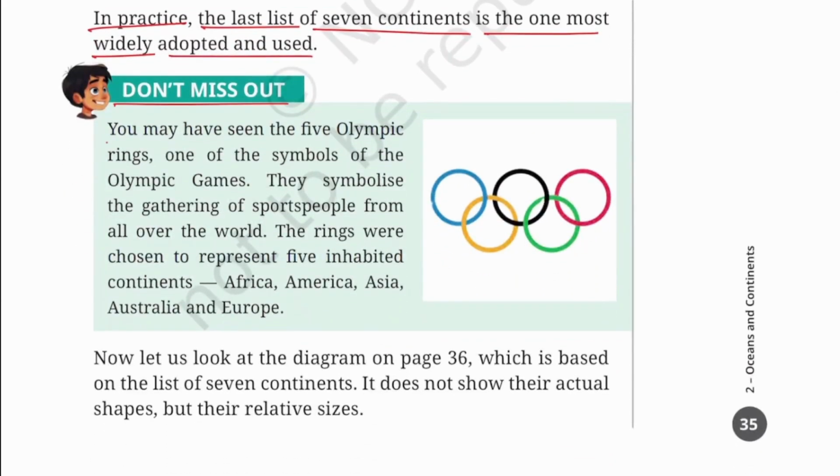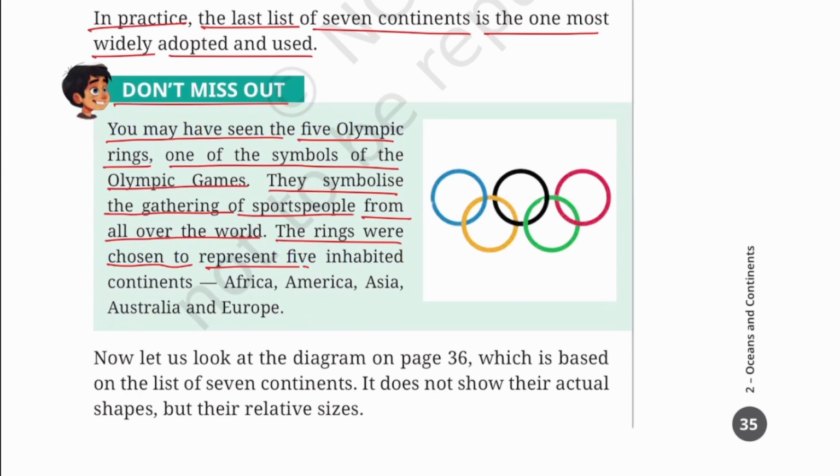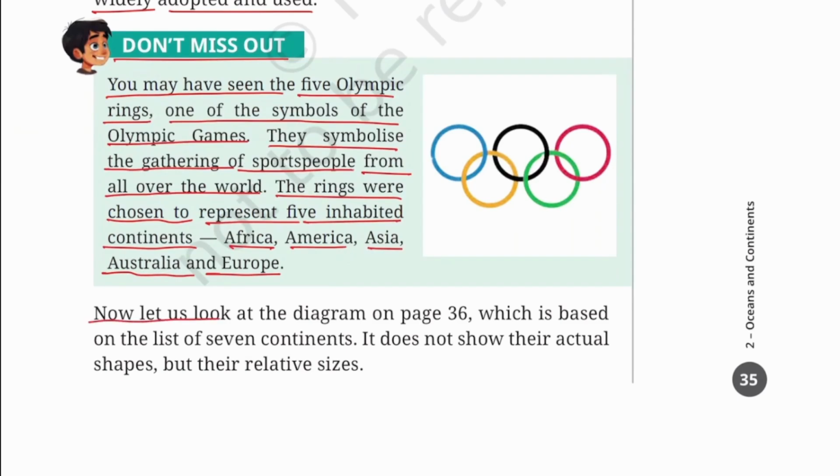Don't miss out. You may have seen the 5 Olympic rings, one of the symbols of the Olympic Games. They symbolize the gathering of sports people from all over the world. The rings were chosen to represent 5 inhabited continents: Africa, America, Asia, Australia, and Europe. Now let us look at the diagram on page 36, which is based on the list of 7 continents. It does not show their actual shape but their relative sizes.